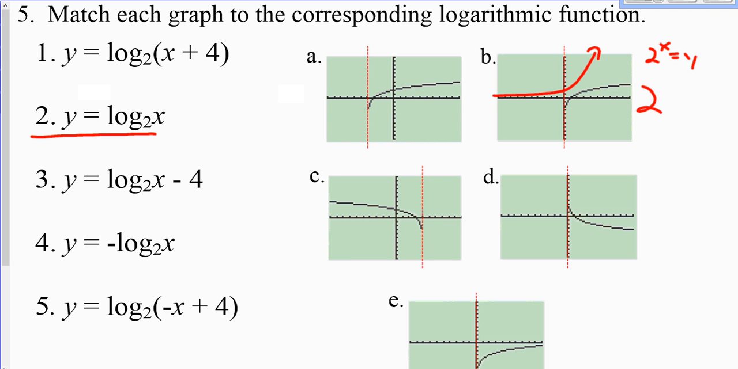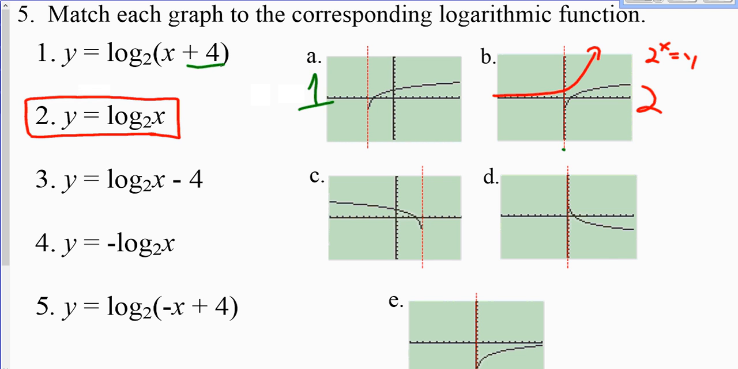Okay, so now that I got my parent function is B, and that's 2 matching up with, I can start kind of going through these other ones. So 1, I notice that it is just being added to 4. That's inside my argument, so that's shifting things left 4. So just like my asymptote here was at 0, I'm looking for an asymptote that's shifted left 4, and I identify that right here in A. So this is going to match up with 1.